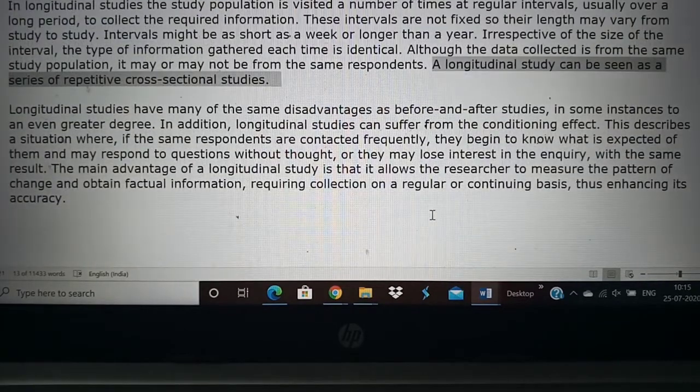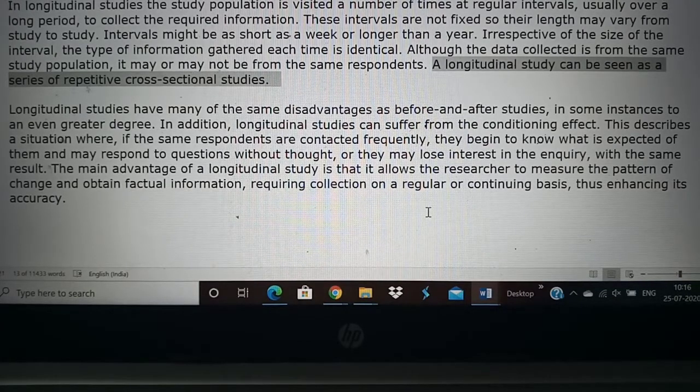So the disadvantage of the longitudinal study is it takes a long time to complete and it is not cost effective also. Okay, the other thing is, because you are asking the same question to the research subject or the sample population, there can be some kind of bias, and they know what they are going to say or they will think about what they are going to say, and that is called the conditioning effect. Because they know what you are going to ask, they will have a ready-made answer for you. Okay, but the advantage of the longitudinal study is it has more value and it can measure the change that is happening in the study population.